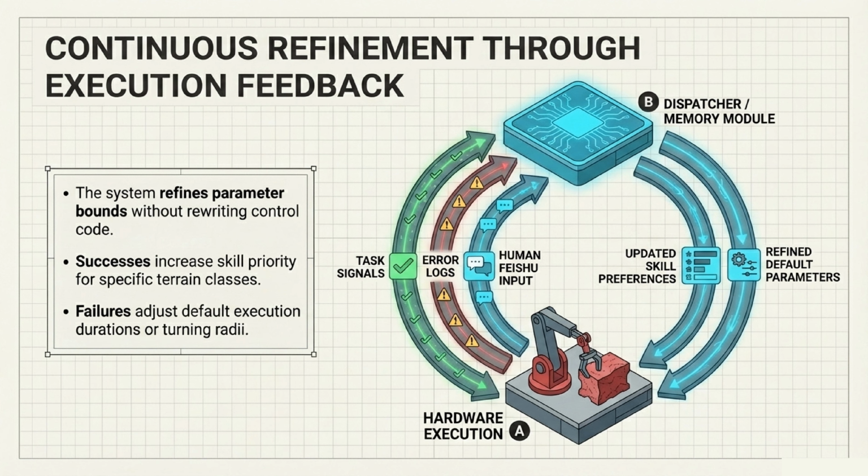But the system doesn't just stop learning. It uses continuous refinement through execution feedback. Every time the robot executes a task, it logs task signals and error logs. If a skill works great on a specific terrain, the system increases its priority. If it fails, the system automatically adjusts the default execution durations or turning radii. It refines parameter bounds without ever having to rewrite the underlying control code.